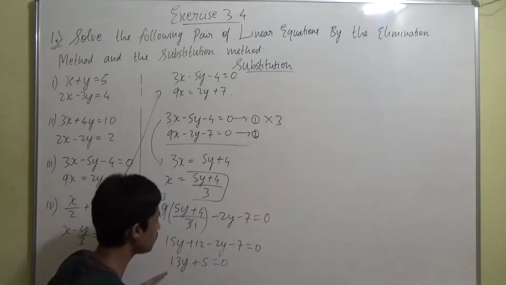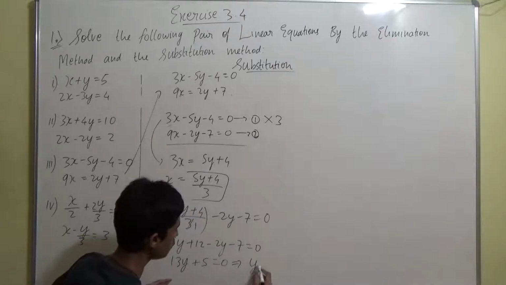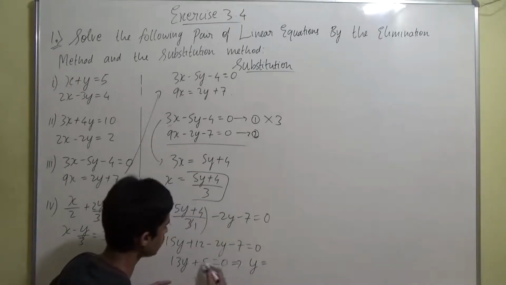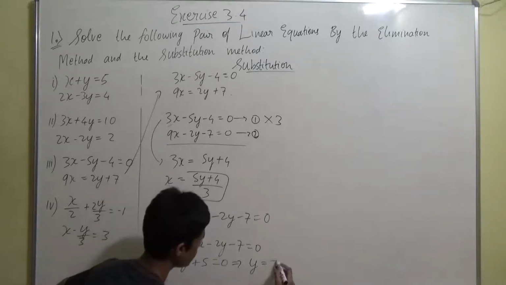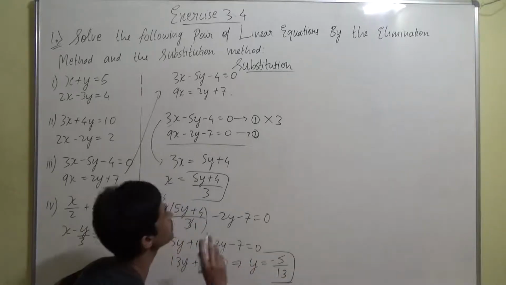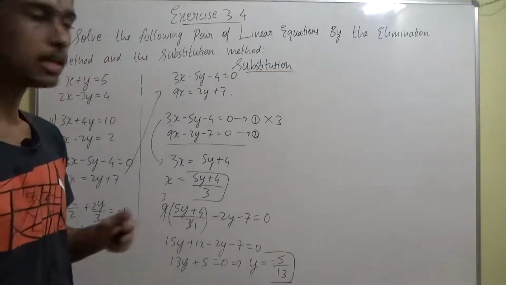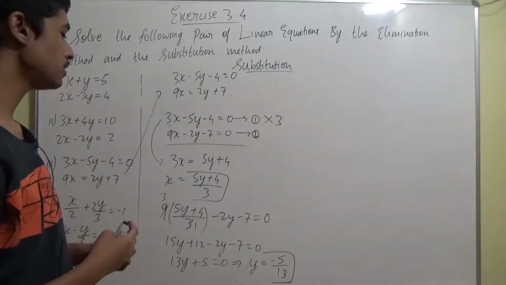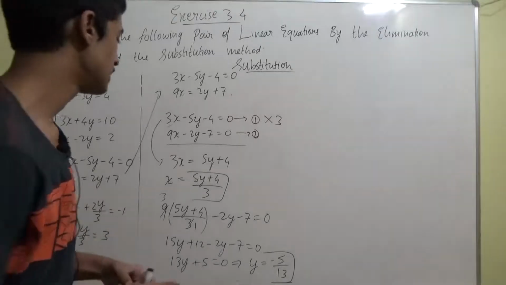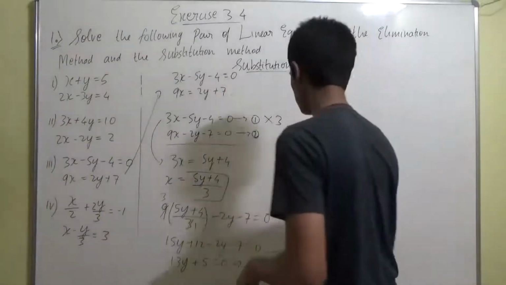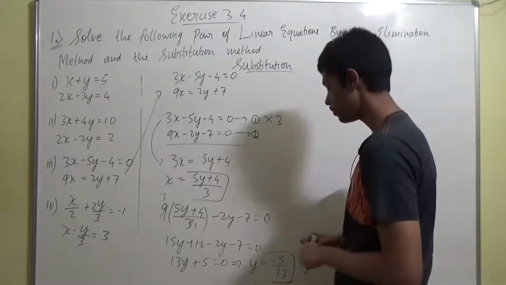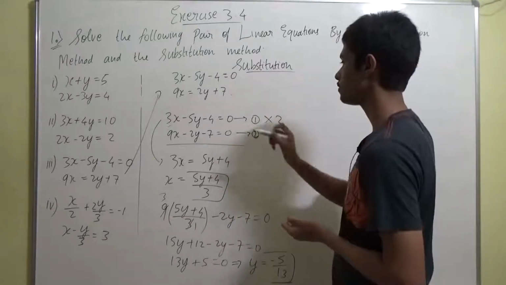Now if you find the value of y from here, when 5 goes other side it will become minus 5, so y will be equal to minus 5 by 13. If you see in the previous method, that is by elimination, we also got the y value as minus 5 by 13, which means we are going in the right path. Now let's substitute this value of y in any of these two equations and find the value of x. Let's substitute in the first equation.